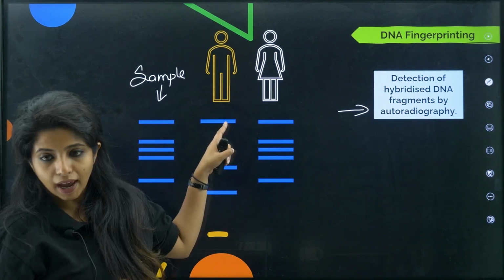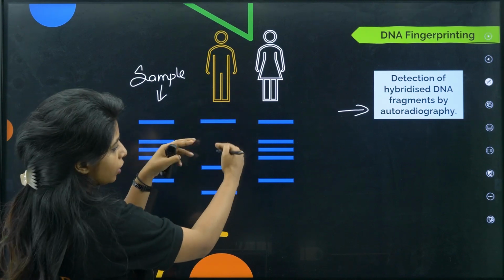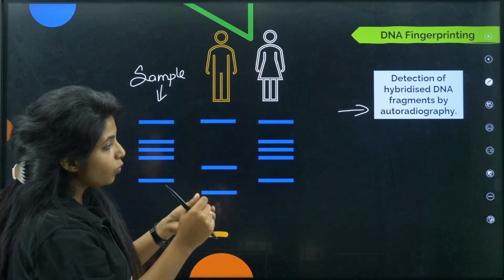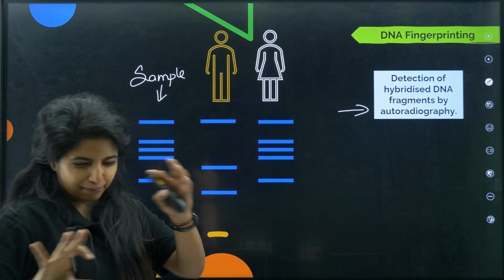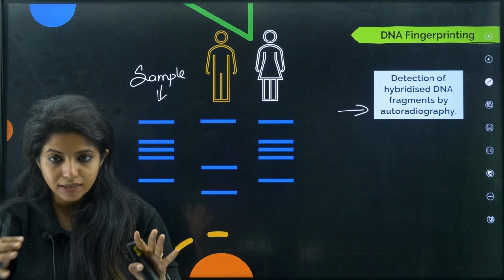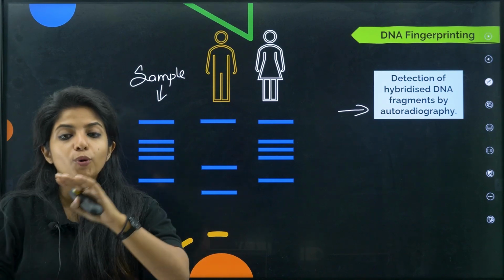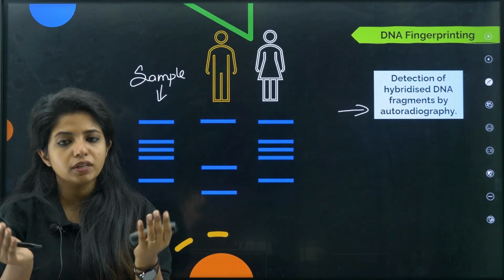Now over here you might have got different fragments, but the ones that go and attach with the probe are visible. So basically, what did I do? I had the DNA fragments. I let the probe go and attach to the DNA fragments. Some fragments might not be complementary to it, so obviously the probe won't attach.